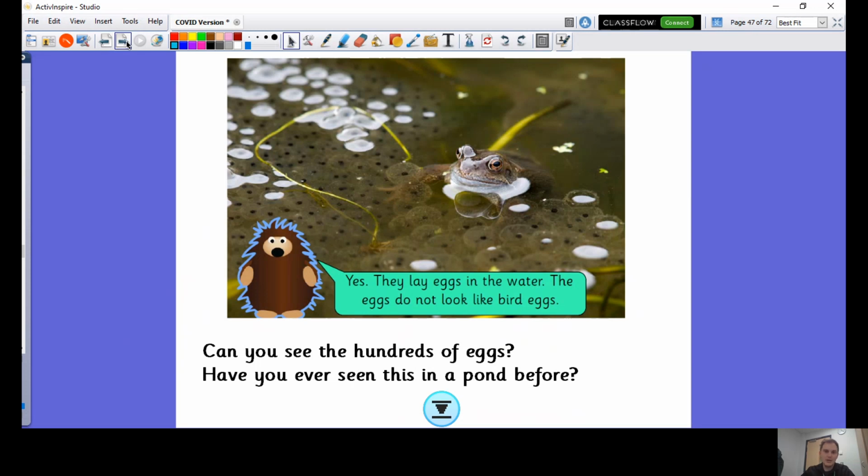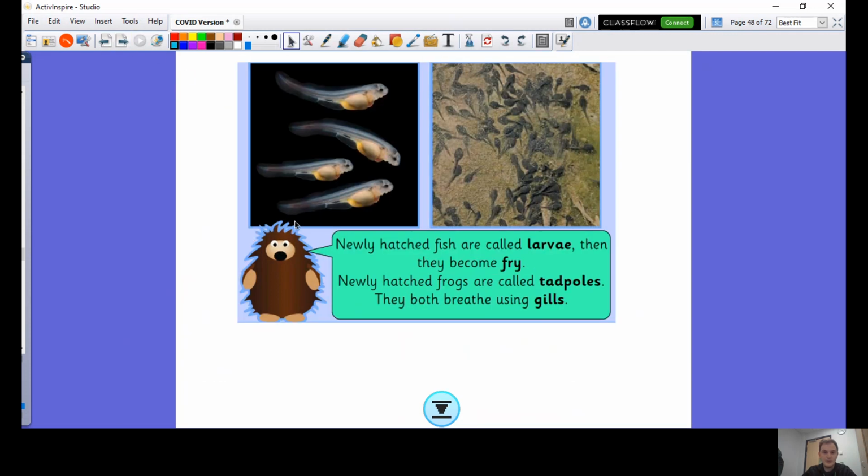So here we have an amphibian. We have a frog. And you can see all of these black dots that kind of look like jelly eyeballs. They look a bit weird, don't they? But there's hundreds of eggs there, and this is called frog spawn. Have you ever seen that before in a pond? So they do lay eggs. So do fish as well, and it says newly hatched fish are called larvae. Then they become fry. Newly hatched frogs are called tadpoles.